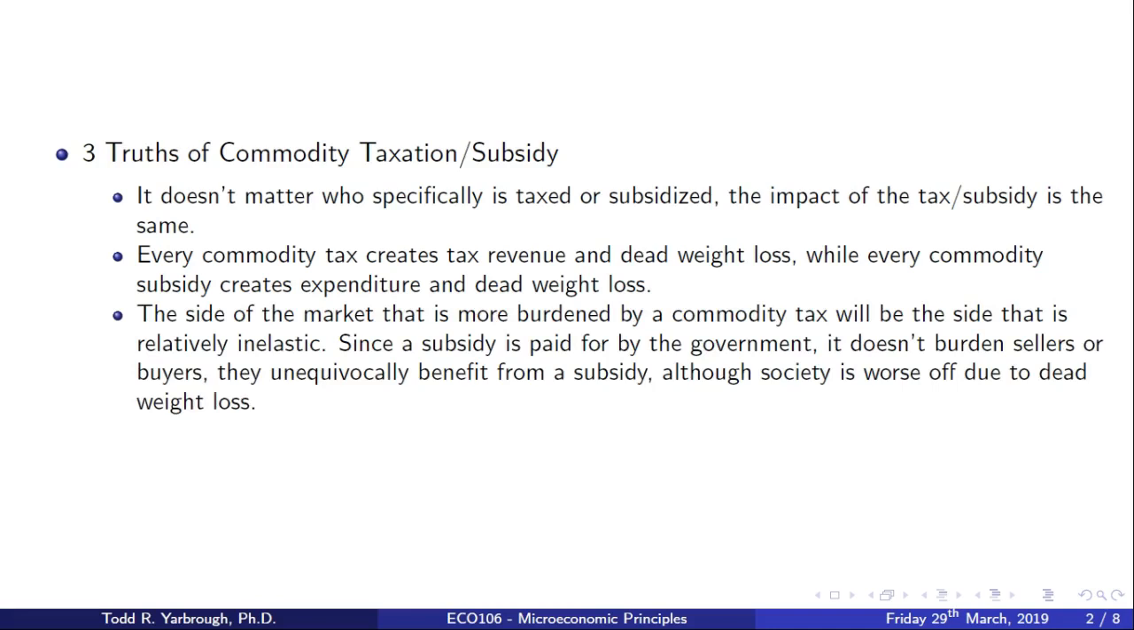Third, the side of the market that is more burdened by a commodity tax will be the side that is relatively inelastic, meaning that if consumers are less elastic relative to producers, then they will be more burdened by the tax. On the other hand, if producers are less elastic than consumers, then they will be more burdened by the tax. On the subsidy side, since the subsidy is paid for by the government, it doesn't burden sellers or buyers. In fact, they are necessarily better off after a subsidy, although technically society is worse off because of the creation of deadweight loss.